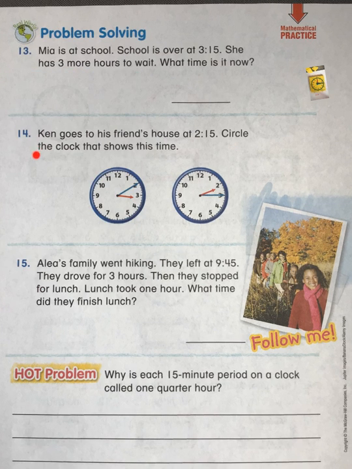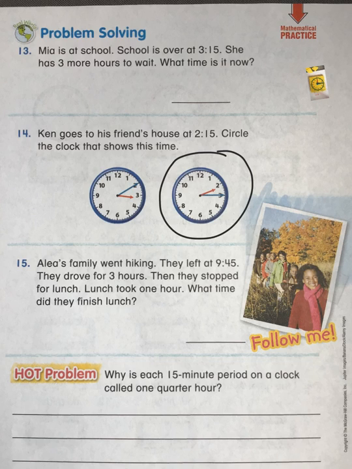Okay, let's look at number 14. Ken goes to his friend's house at 2:15. Circle the clock that shows this time. Okay, so we know that our minutes are 15. So where's our minute hand going to be pointing? It's going to be pointing to that first quarter to the 3. So what you want to circle, and then let's check the hour just to make sure. Where's my hour hand pointing? At the 2. So you can go ahead and circle this clock. That's the clock that says 2:15.